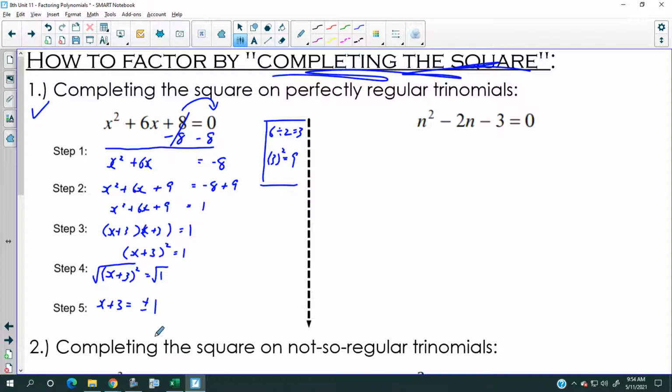So now we got ourselves two equations. X plus 3 equals 1. X plus 3 equals negative 1. All right, and we're going to solve for it. Subtract 3 on both sides. X is equal to negative 2. Subtract 3 on both sides. X is equal to negative 4. Oh, look, same answer as we had before, right? So there you go. And that's how you do that. And that's how you complete the square.